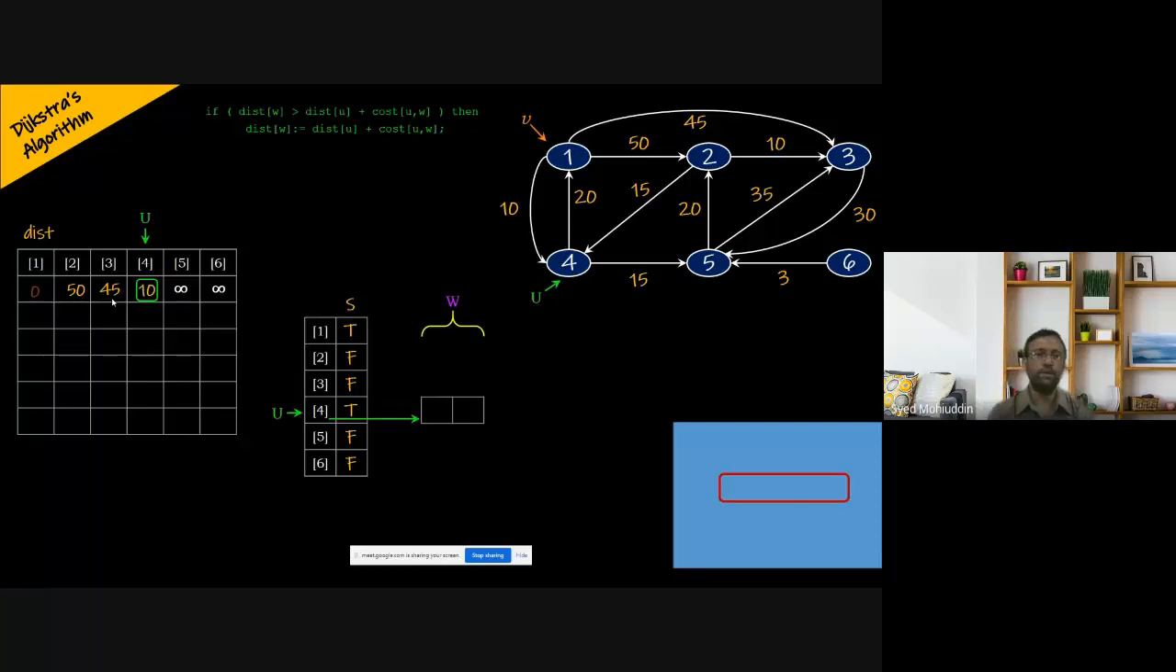Now what is the minimum distance? Here we have the minimum distance as 10. This distance of 10 belongs to which vertex? It's the distance of the 4th vertex, or vertex 4. So we will consider vertex 4 as vertex U.